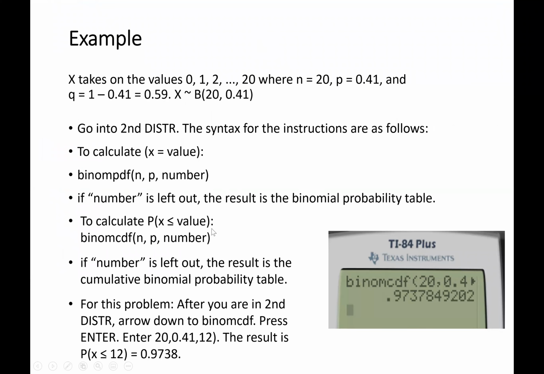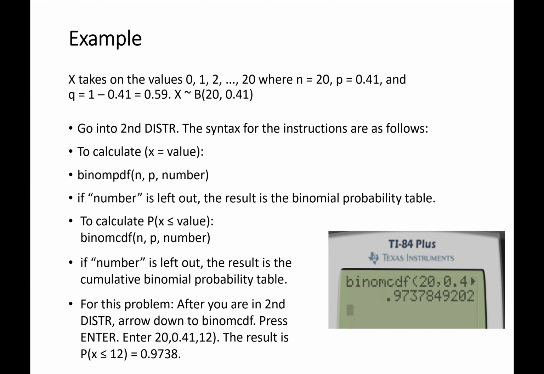So here on this slide are the instructions for doing this. Second distribution. The syntax for the instructions is as follows. If you're finding the probability that X equals a value, you're going to use binom PDF. The first number you put in is the number of trials. The second number is the probability of a success. And the third number is the value that your random variable takes on. If the number is left out, then it creates a binomial probability table.